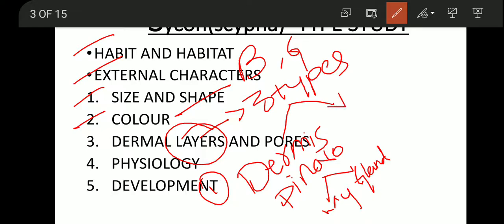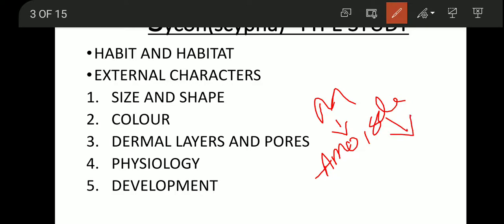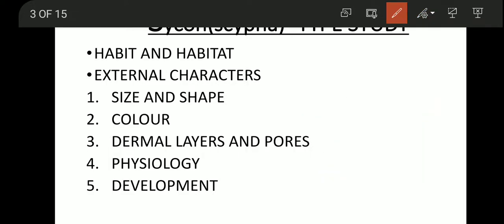The middle layer is called mesenchyme. The mesenchyme consists of two types of cells, amoeboid cells and scleroid cells. The scleroid cells give rise to spicules, and in the amebocytes we have many cells like chromocytes and thecocytes. So this was about the mesenchyme.